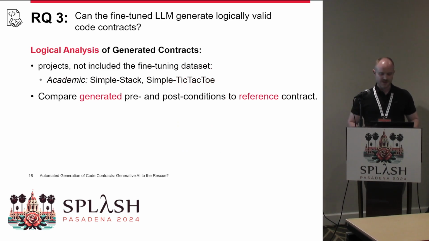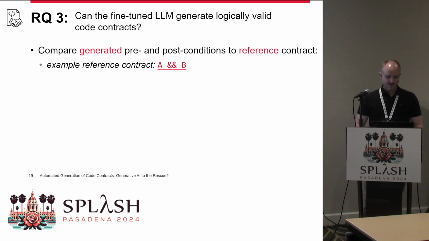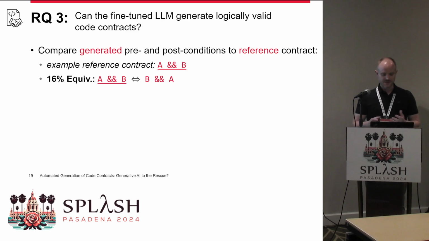So, to get even a better understanding of the quality of the code contracts, we next did a logical analysis of these, and therefore we specifically had a look into our academic examples. And as I said, we use also them to introduce design by contract, and therefore we have a very good understanding of what the contracts are in this context, which means we have a reference contract to which we can compare our generated ones. And the first thing that we saw, if we compare them, is that around 16% are actually equal in the sense that they are logically equivalent, and some of them are kind of weaker. So if you compare them, you find there's maybe something missing that is referenced in the reference contract.